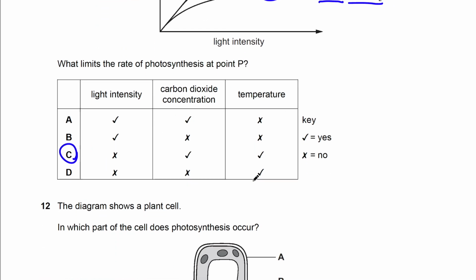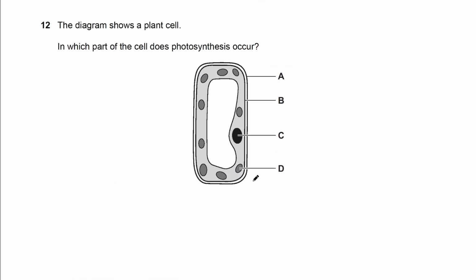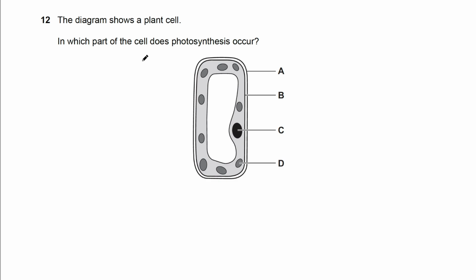Let's move down to question number 12. It seems that it's an easy question. The diagram shows a plant cell. That's clear. In which part of the cell does photosynthesis occur? Yes, we all know that it happens inside the chloroplast. The dense one is the nucleus. This is the central vacuole. The distributed ones, what we see around the cell, are the chloroplasts. So the right answer here is D.